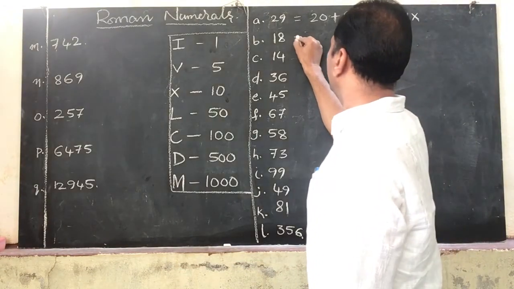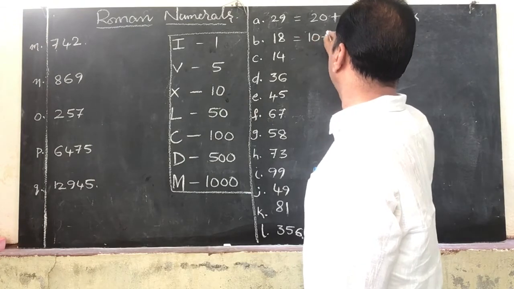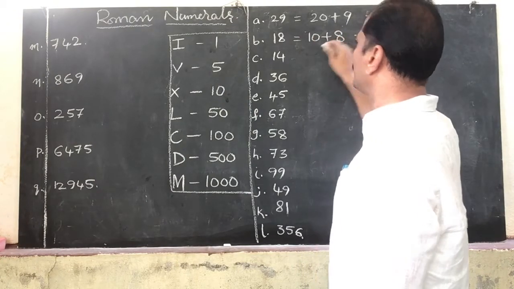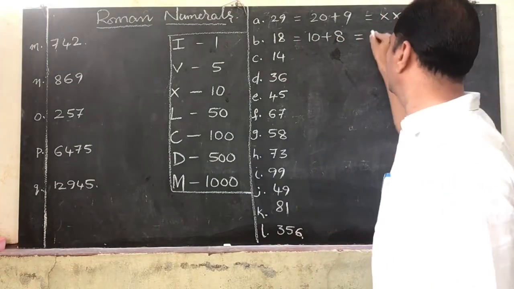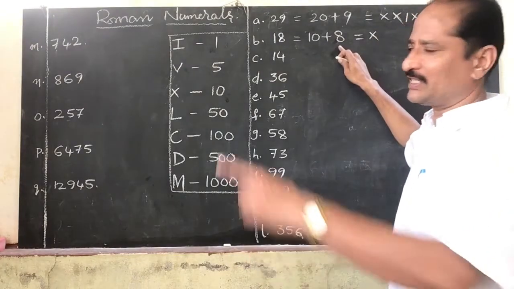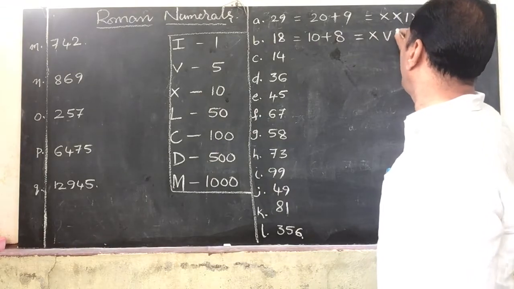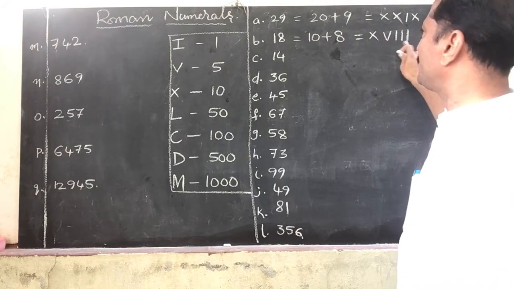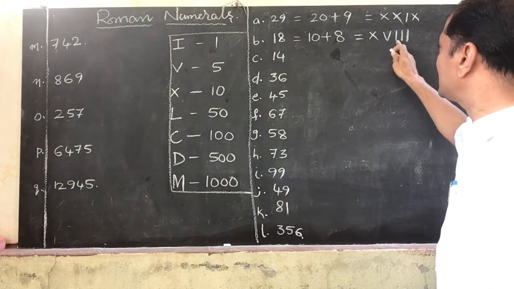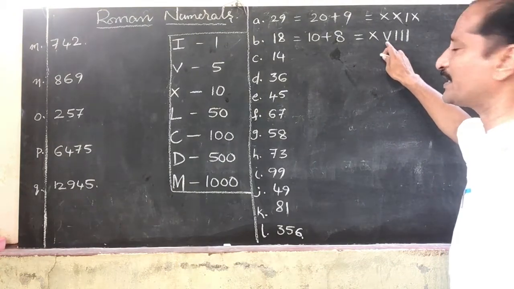Now 18, expanded form, 10 plus 8. So you know 10. How can you write 10? X. So 8 also we have written; 1 to 10 numbers I have written. So 8 is VIII. I can be repeated a maximum of 3 times. That means the smaller symbol is written on the right side of a greater symbol.